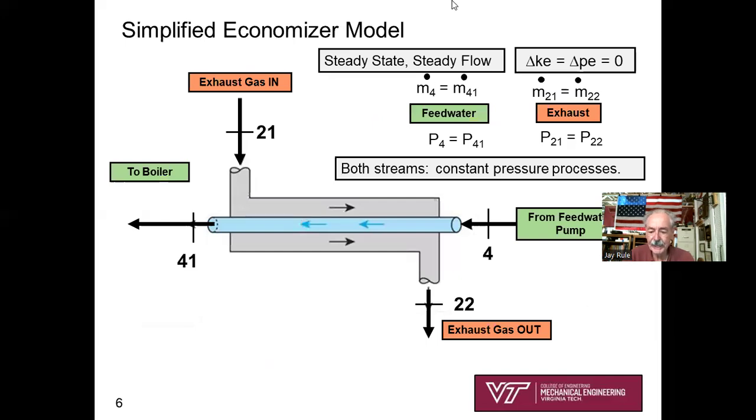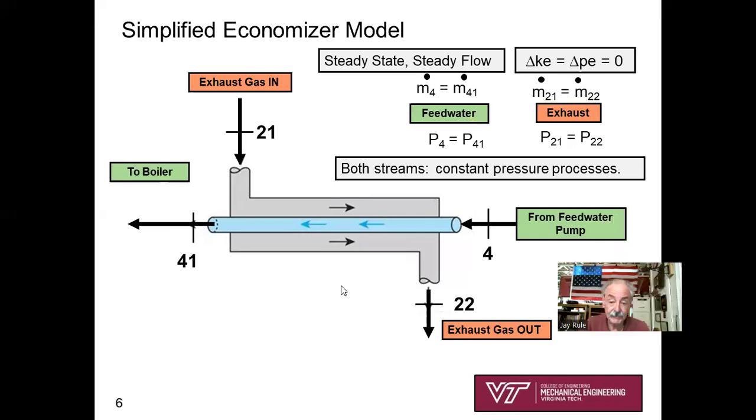Well, how would you sketch an economizer? This is the way I would sketch an economizer and write down some basics of continuity for that. I would show it as a shell and tube heat exchanger, even though we know we've got cross flow. I'd show that we've got our feed water coming in at state 4, and then I'm going to label it 41 because we don't have that.